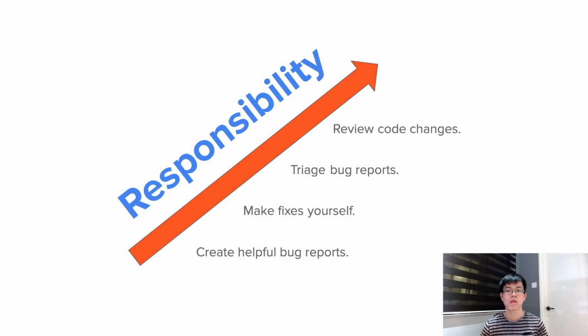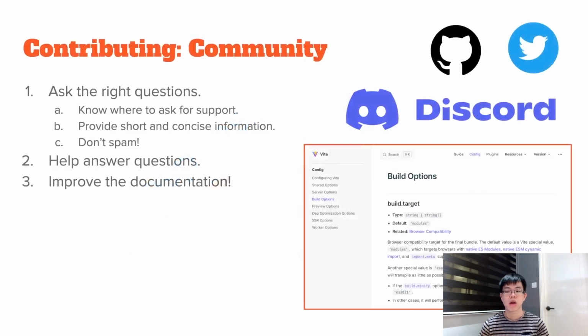So this is more or less like a spectrum when you go from a contributor to a maintainer. The more responsibility you get, the more important you are. But on the next point, we have the community. Community is also another very important aspect in a project. Without a community, the project is basically something no one uses.